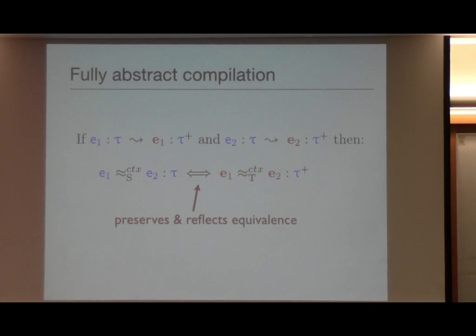And fully abstract compilation, sorry, I said this on day one, is the property that contextual equivalence is both preserved and reflected, both directions. But it's the preserving direction that's the hard one. Can you tell me why the preserving direction might be the hard one? Going from, if these are equivalent in the source, then the target is equivalent. Just intuitively, what's the reason?